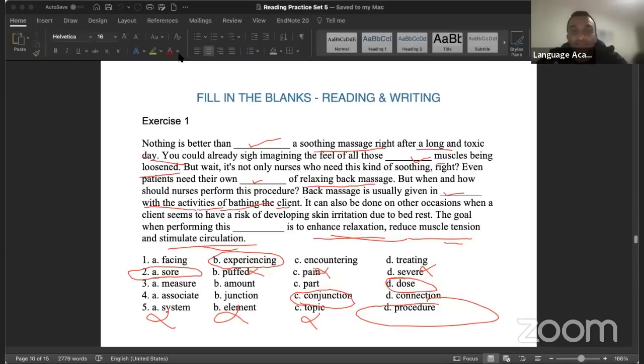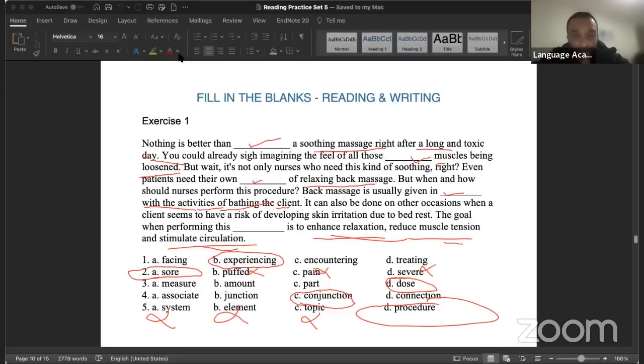Something which is painful, something like we use stiff as well. 2-3 words are used with muscles, like either stiffness in the muscles. We use sore muscles as well. Okay, clear? Sore is the right one. You can't say pain muscles, you can't say severe muscles. Okay, and puffed won't be logically correct as well.